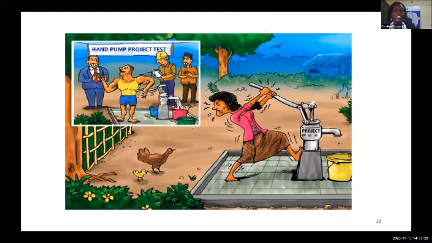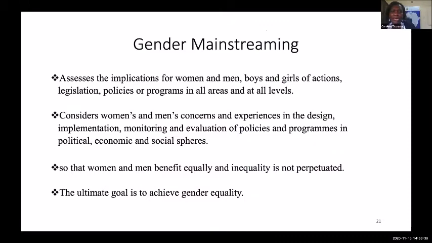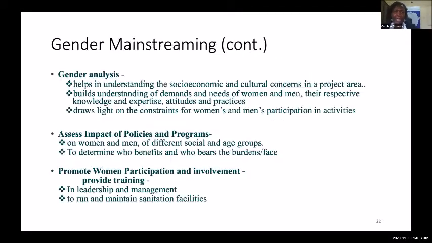And so this can be addressed through gender mainstreaming. Next slide, please. Gender mainstreaming is where we assess the implications of programs, projects, and policies for men, women, and girls, and consider their concerns and experiences. The idea is to ensure that men and women benefit equally and gender equality is achieved. Next slide.